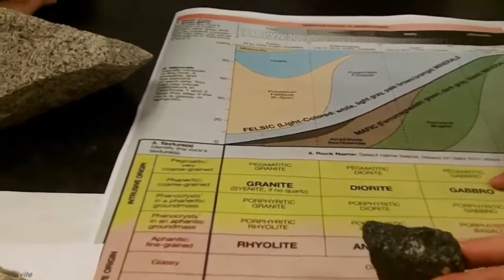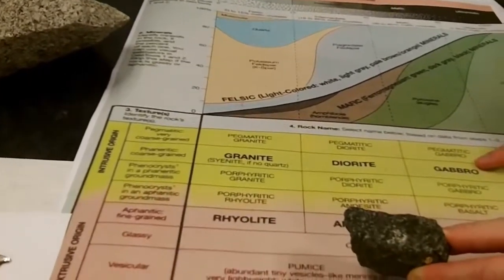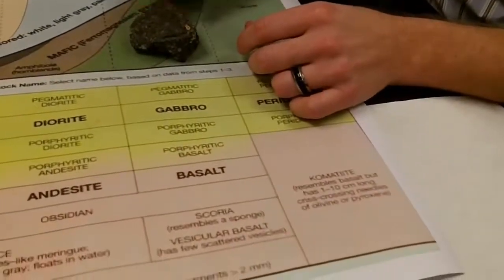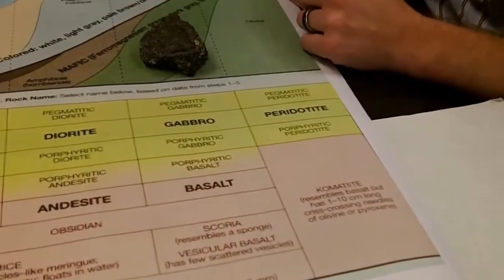Okay, so now what's my composition? Mafic? Mafic, perfect. And the name of the rock is? Gabbro. Gabbro, awesome. I think you guys got this pretty well.